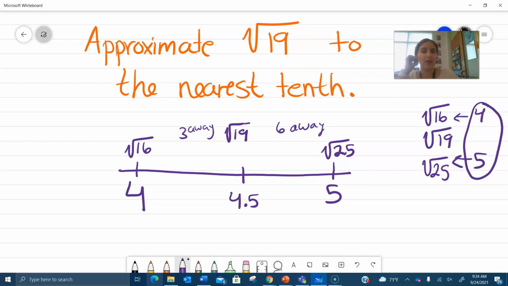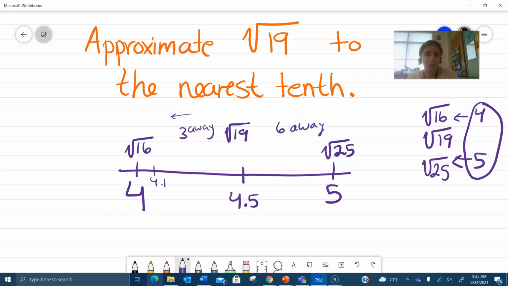So is the square root of 19 closer to 4 or is it closer to 5? Well, it's only 3 away on this side, so it's a little bit closer to 4. So that means the square root of 19 will be in between 4 and 4.5. Any of these numbers in between are really good guesses.